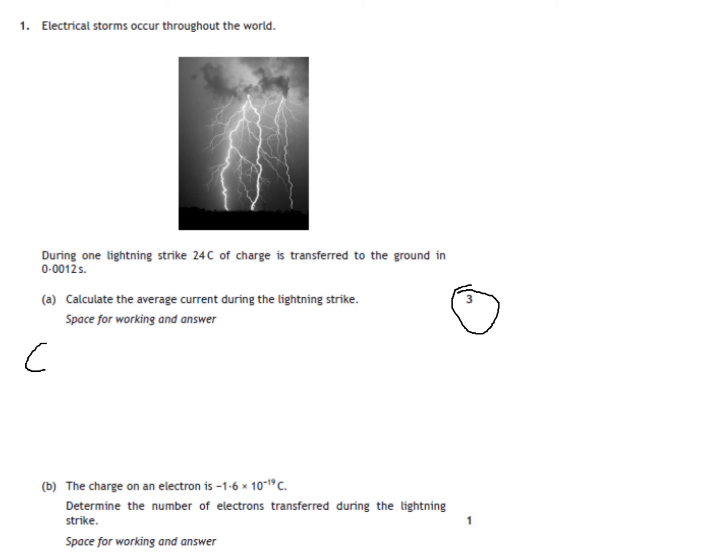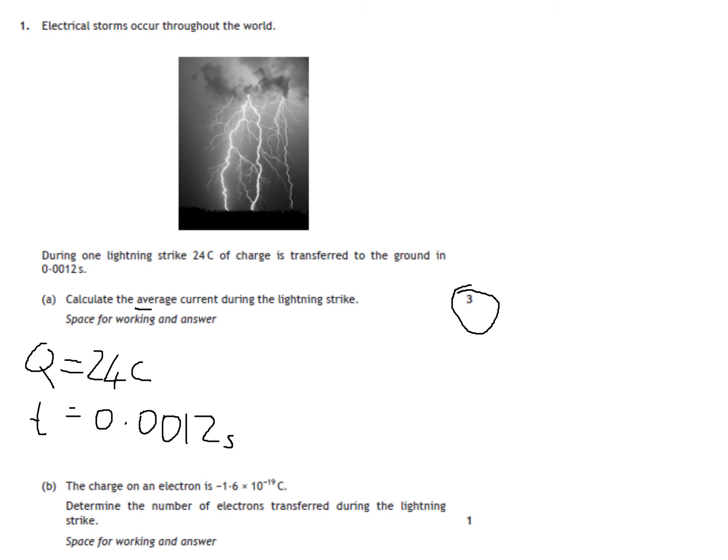So first of all, we've got the charge is 24 coulombs. Is it in the right units? Yes, it is. So we can just write it down as it is. Okay, we know the time is 0.0012 seconds. Is that in the correct units? Yes, it is. Now, how could they have made this question harder? Well, they could have given you the time in milliseconds rather than seconds, so just be aware of that.